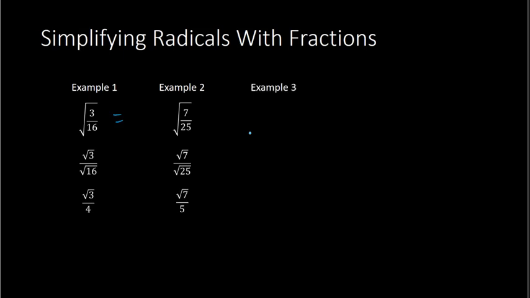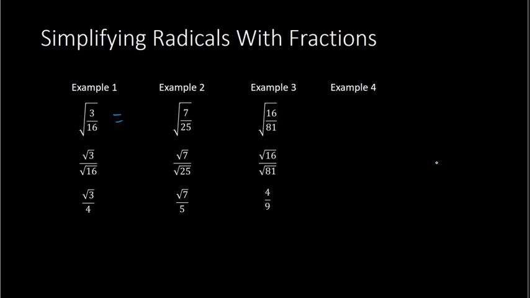Here is a third example. We have the square root of 16 divided by 81. For this one, I can separate again into two radicals, the square root of 16 over the square root of 81. The square root of 16 is 4, the square root of 81 is 9, so my solution is 4 over 9.